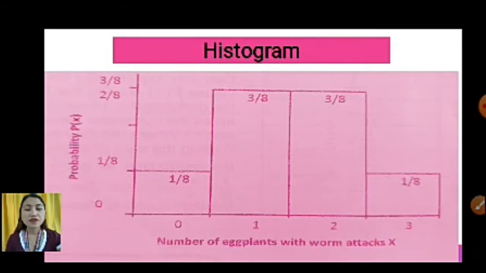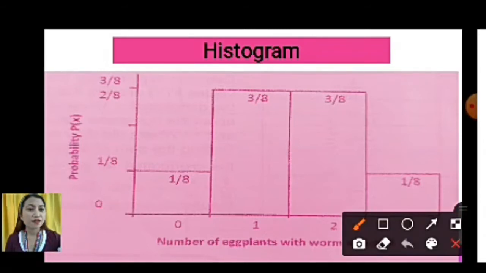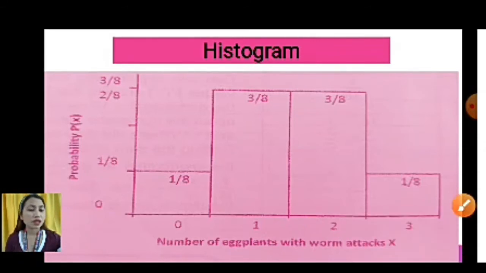So since the first outcome 0 is 1 over 8, we have 0 to 1 over 8. And then the next one is 1 to 3 over 8. That's why we have 1, 3 over 8 here. And then we have 2, then the probability is 3 over 8. So lastly, we have 3, then its probability is 1 over 8. So the 0 and 3 have the same probability, which is 1 over 8, and then 1 and 2, its probability is 3 over 8.